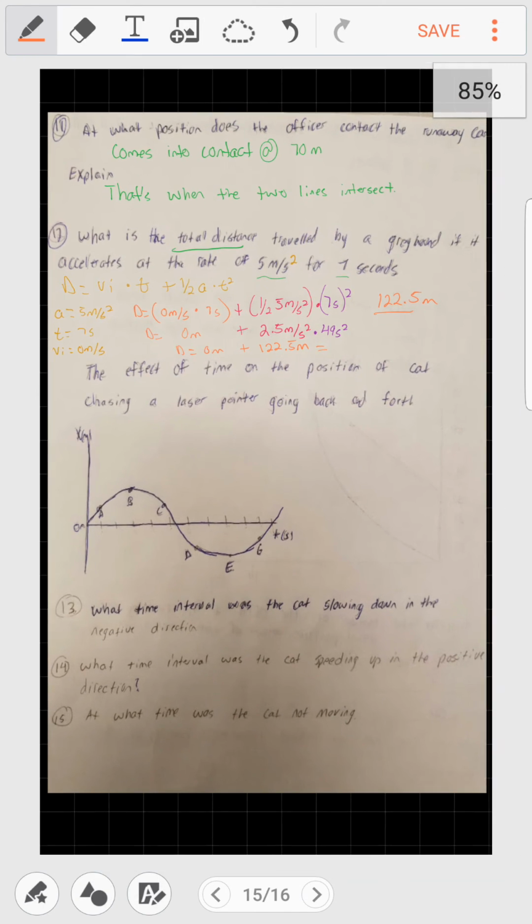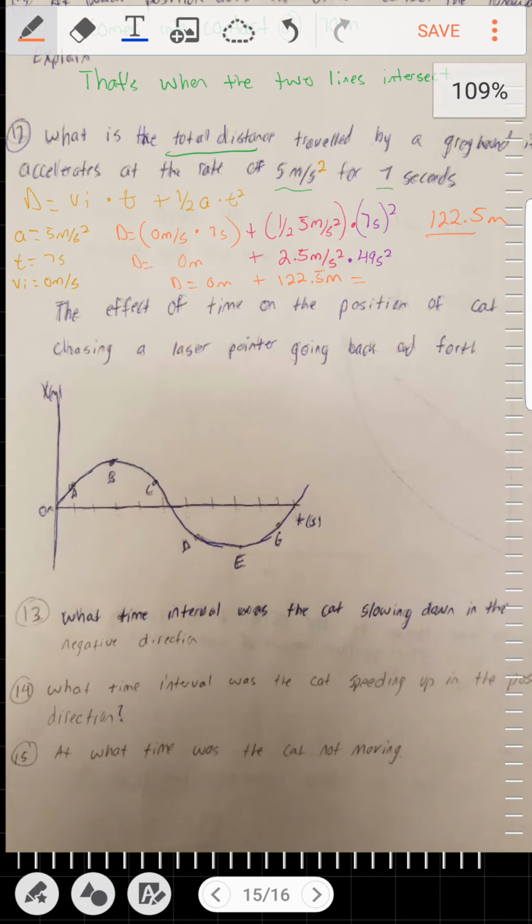Now let's get to the end of this. I need you to tell me the effective time on position of a cat chasing a laser pointer going back and forth. The one that we did in class today was an example of a fish swimming back and forth. So this doesn't really matter. It's the same thing: this is my starting point, the 0 point, and something keeps going away from my 0 point, then turns around and goes towards my 0 point. That's what this is looking at. If you flip that sideways, it kind of looks like that.